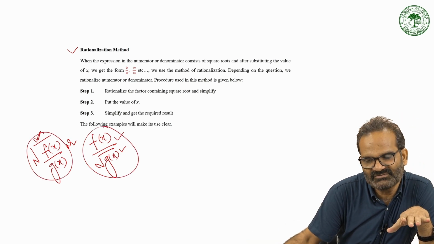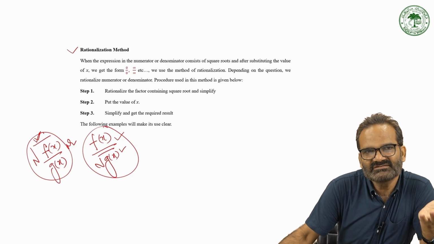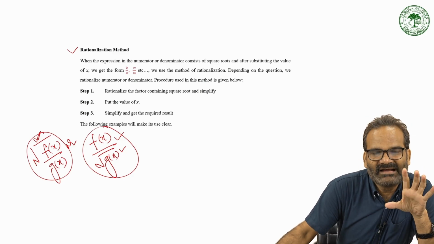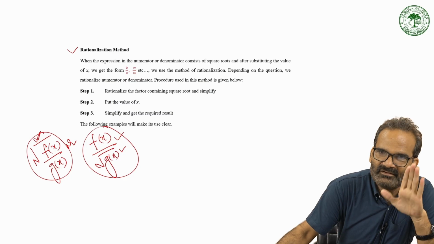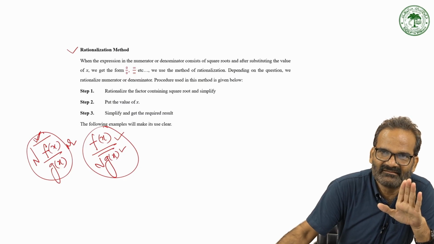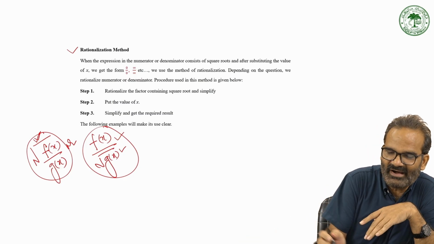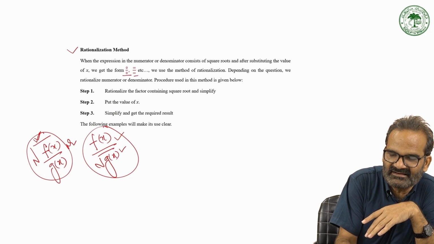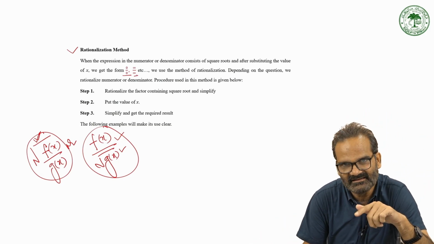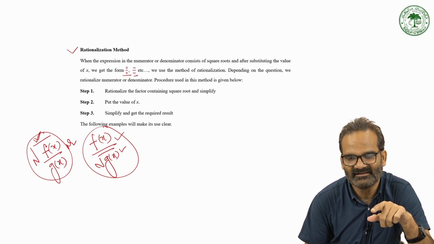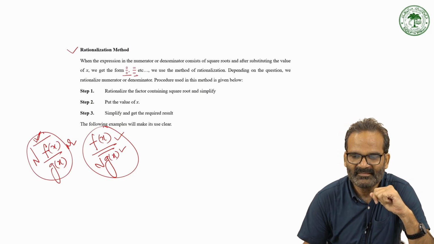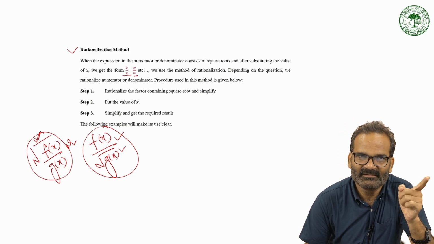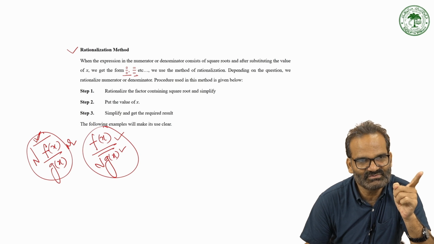The first step is what? Use the method of direct substitution first. If you are getting a finite number, your solution has been achieved. If not, if you are getting either this or this, as we did in the last method, if you are getting 0 upon 0 or infinity upon infinity, meaning an indeterminate form, then the method of direct substitution fails.